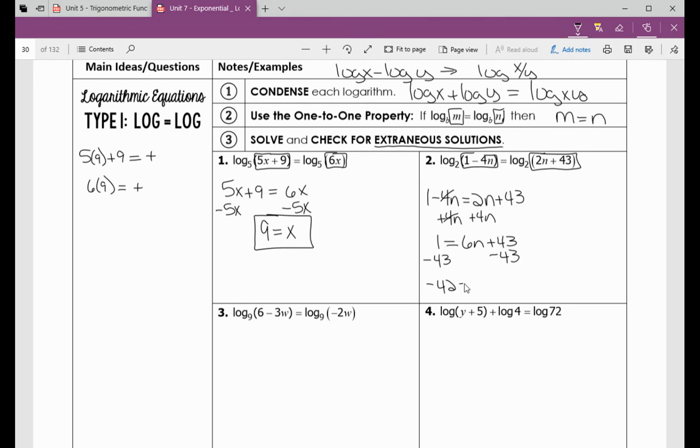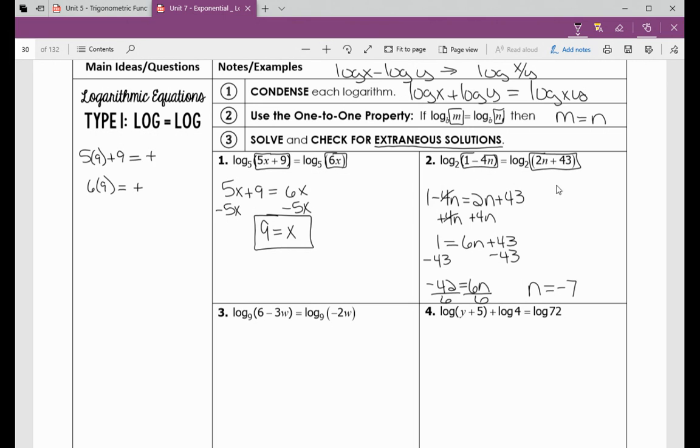Now, if you want to solve this going in a different direction, that's fine. But at the end of the day, when we get to this point, our n value should equal negative 7. Now, I have a negative answer. I don't care that my answer is negative. What I care about is when I check my solution, if it makes this value negative, I have to throw it away.